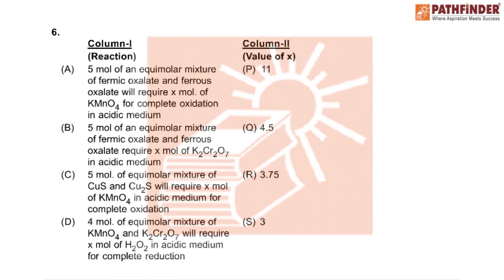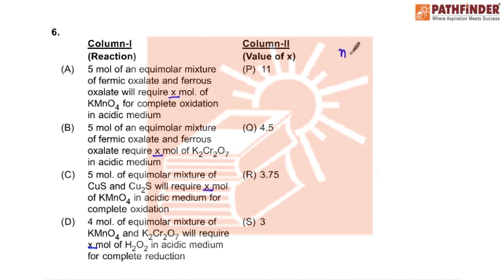So let us take a look now at a problem regarding the concept of strength, on the basis of the law of equivalence that we have learned in detail. In this problem, in column 1 they are asking to find the value of x in different ways, and the corresponding value of x is given in column 2. Let us have a look at the first problem. 5 mole of an equimolar mixture of ferric oxalate and ferrous oxalate will require x mole of KMnO4 for complete oxidation in acidic medium. Now 5 mole of equimolar mixture means 2.5 mole each.